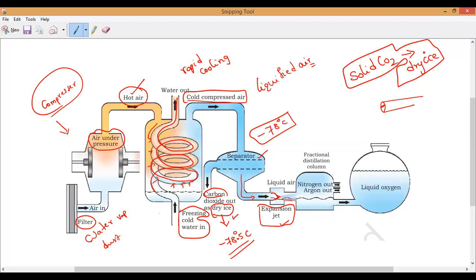so that the liquid gases will move very fast and they will enter into the column. What is this column called? Fractional distillation column. Now, this fractional distillation column will work with the phenomenon called what? What is the phenomenon of fractional distillation? Evaporation followed by condensation. So, that is what will happen.